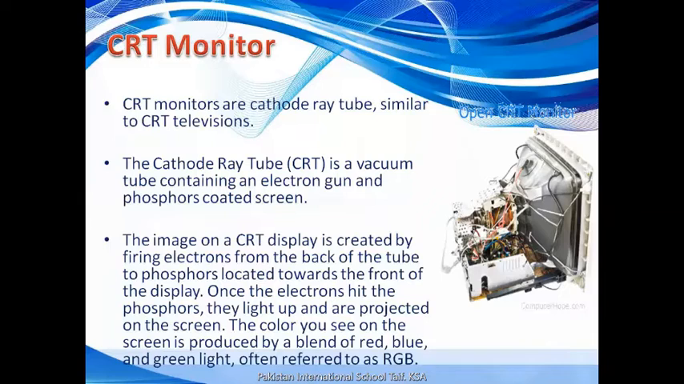So basically, the CRT monitors are similar to the standard television sets because they contain cathode ray tube. The cathode ray tube is a vacuum tube containing an electron gun and a phosphorus coated screen. The electron gun fires a beam of electrons which falls repeatedly on the phosphorus coated screen, and it glows for a fraction of a second. In color CRT monitors, there are 3 colors, that is red, blue, and green.